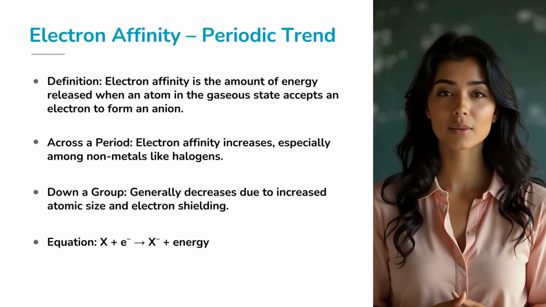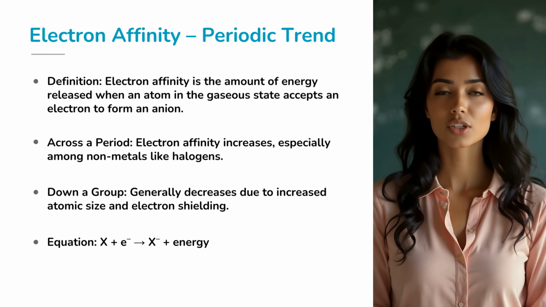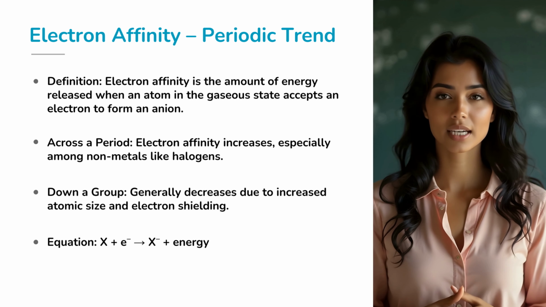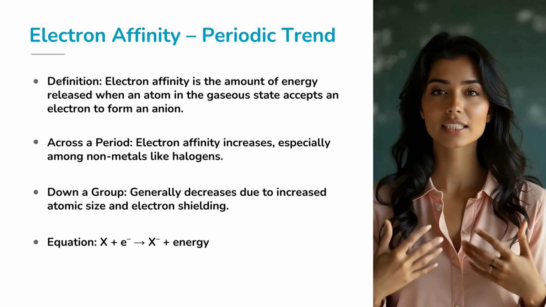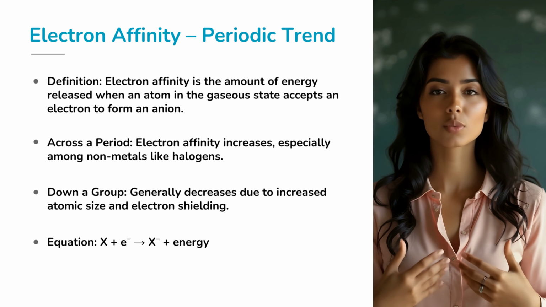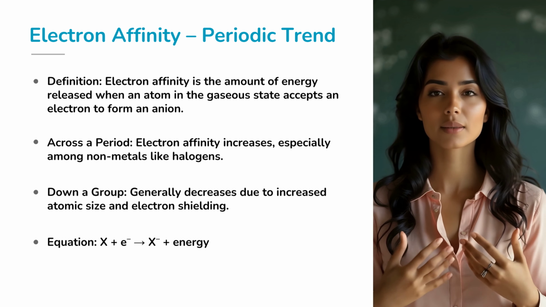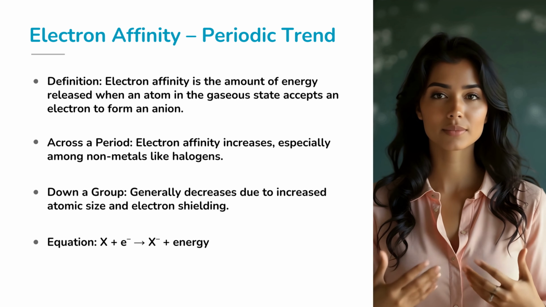Fluorine, for example, releases a lot of energy when it gains an electron. It has one of the highest electron affinities. Noble gases, on the other hand, have almost zero electron affinity because they're already stable.